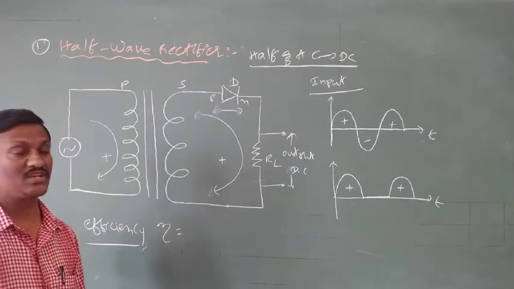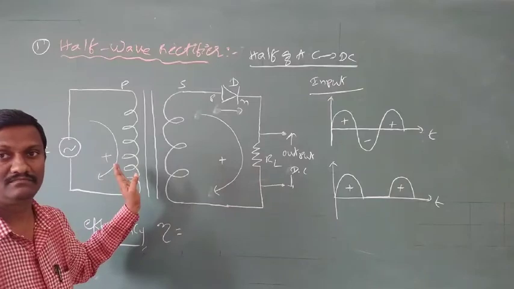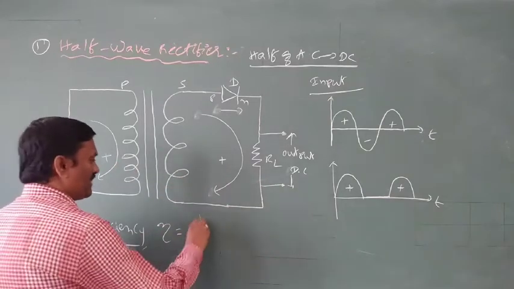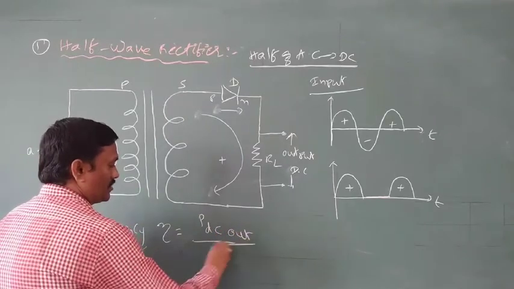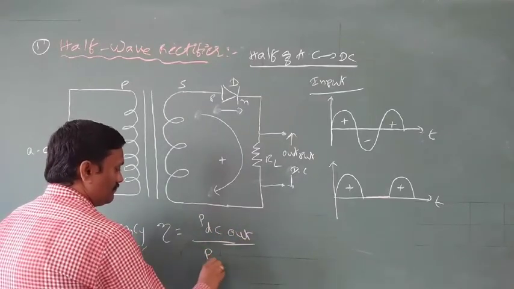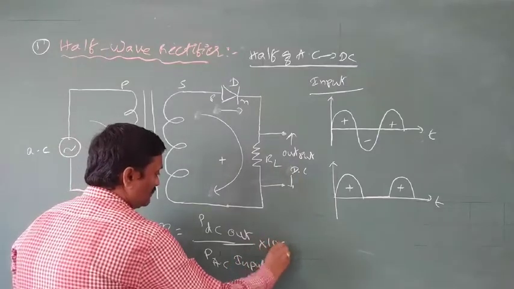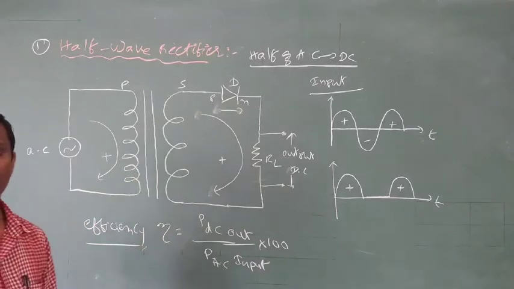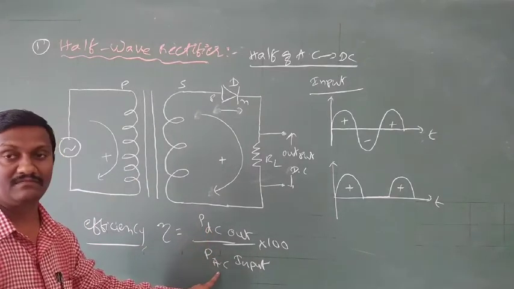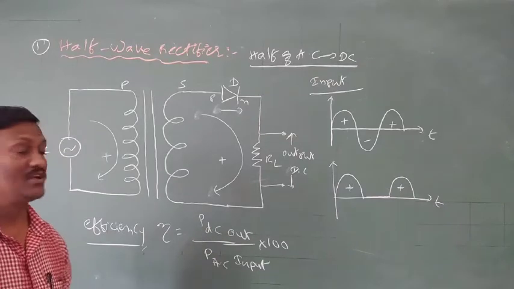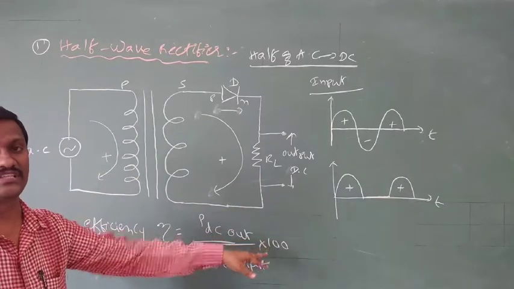Efficiency is always defined as the ratio of output power to input power. Here, output power means DC power, so it is the ratio of output DC power to input AC power, into 100. That means efficiency explains what percent of AC is converted to DC.